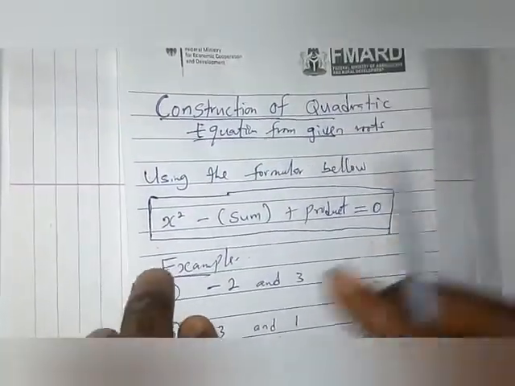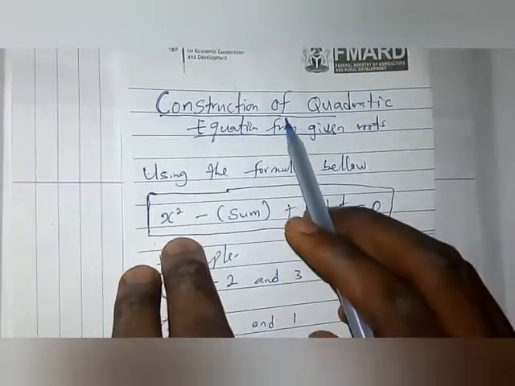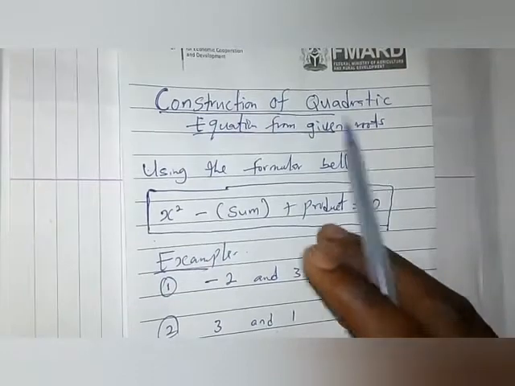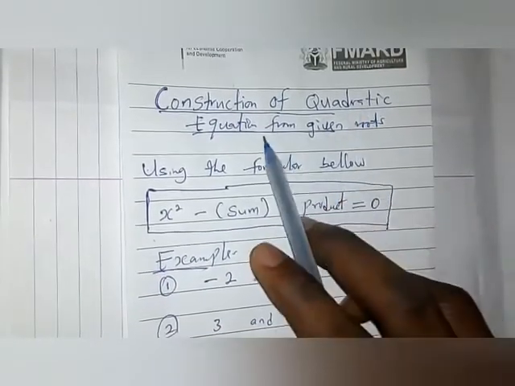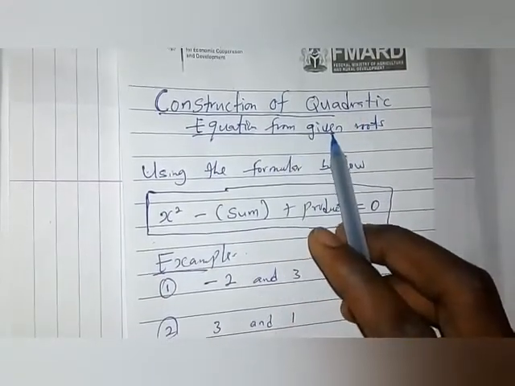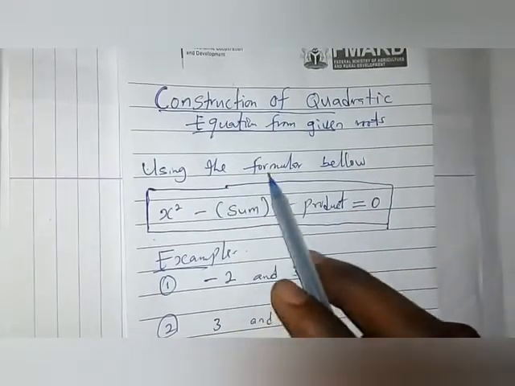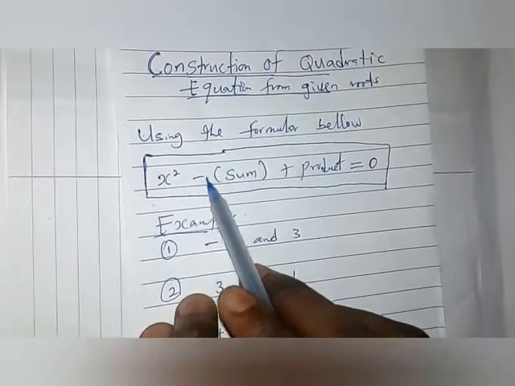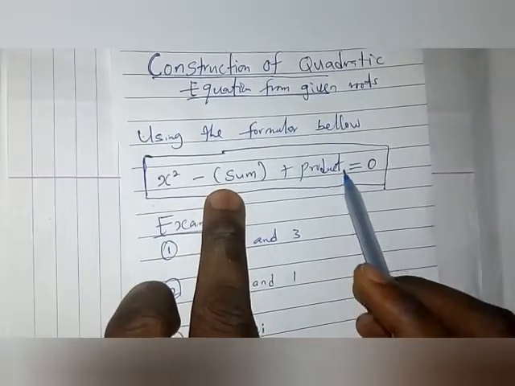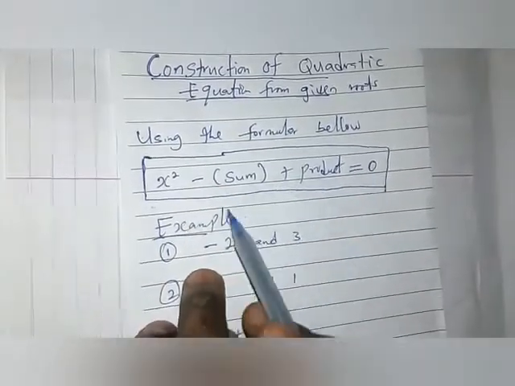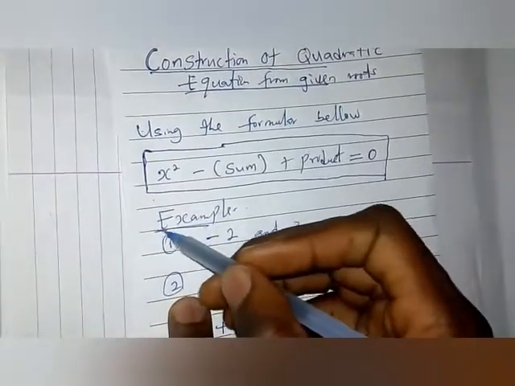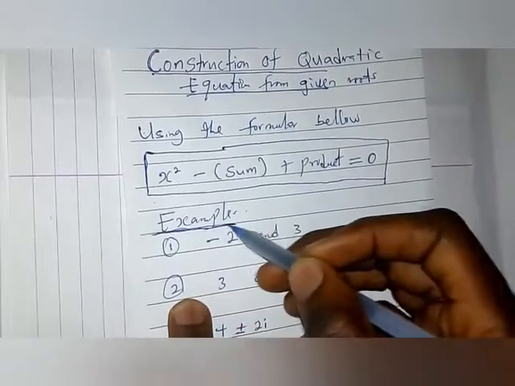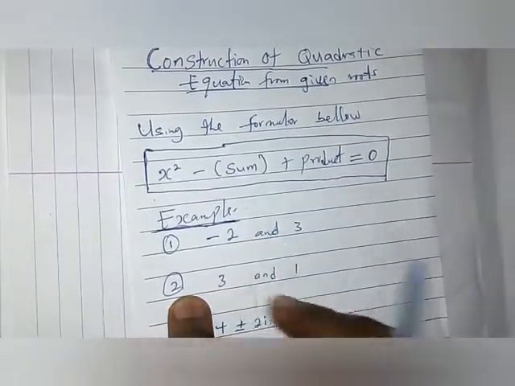In this video I'm going to teach you how to construct a quadratic equation from given roots, using the formula x squared minus the sum plus the product equals 0. So we are going to solve this example. By doing so, I think you will understand it better. So let's go by solving the examples.